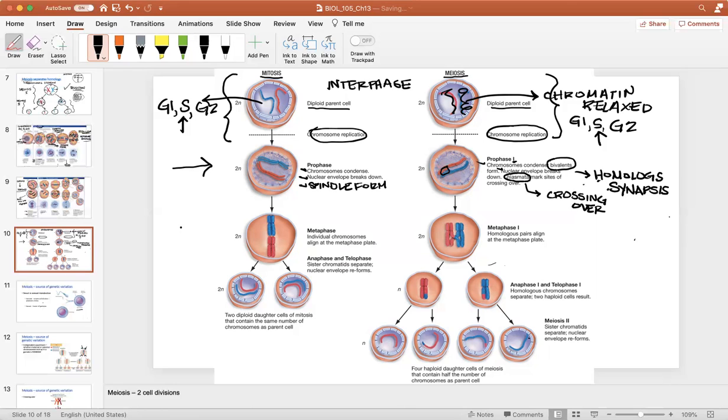Now, let's get to metaphase. If we are talking about mitosis, the thing that you will note is that these have lined up single file, okay? Here in metaphase 1 of meiosis, they are 2 by 2, right? With this being a homologous pair.